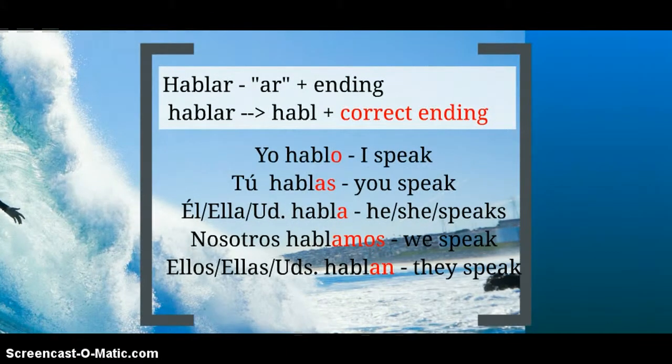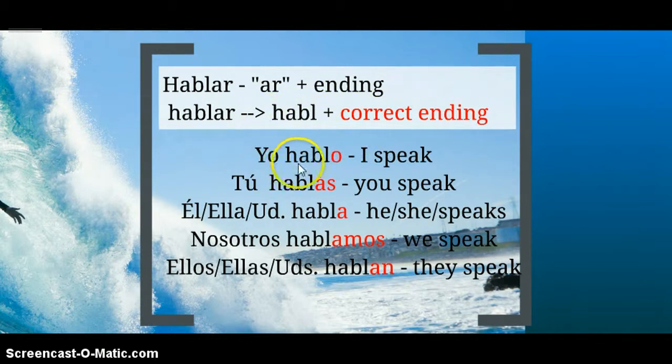Alright, so let's look at an example. Hablar is an AR ending verb. It ends in AR. So, to conjugate hablar, or to put it correctly with all of the subjects, we want to remove the AR and add the correct ending. Okay, so hablar goes to habl, then you want to add the correct ending.